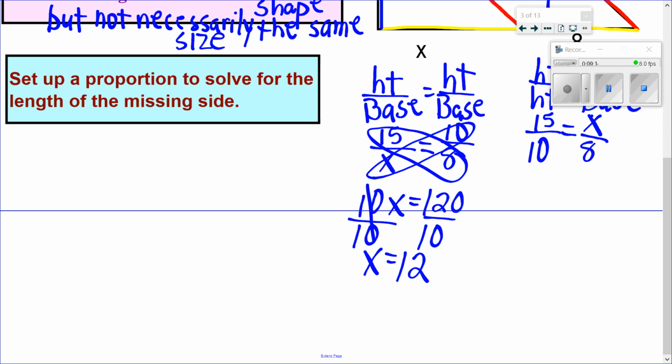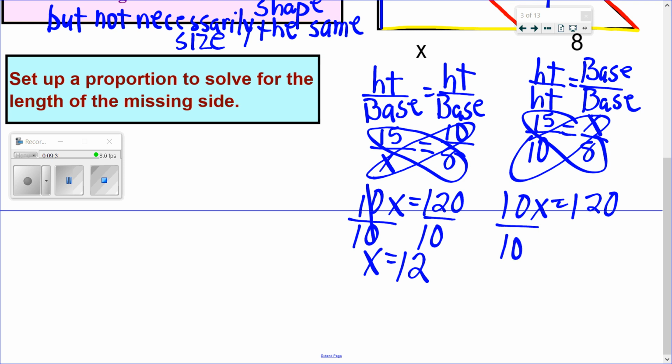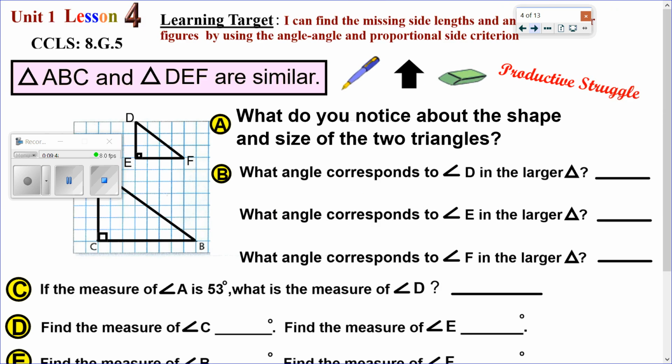Well, let's see if this one comes out to the same. So here we go. We could do again cross products. And you get 10x equals 120. Divide by 10, and x equals 12. So you could see, if you set it up height to base, or height to height, base to base, it comes out to the same answer. So now we're going to go to the next slide.